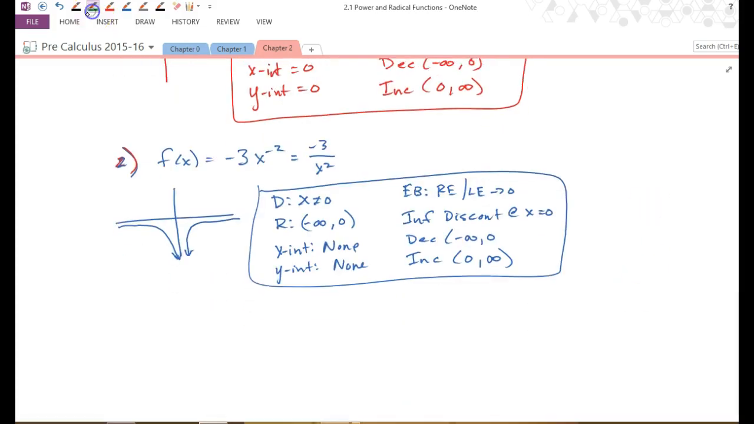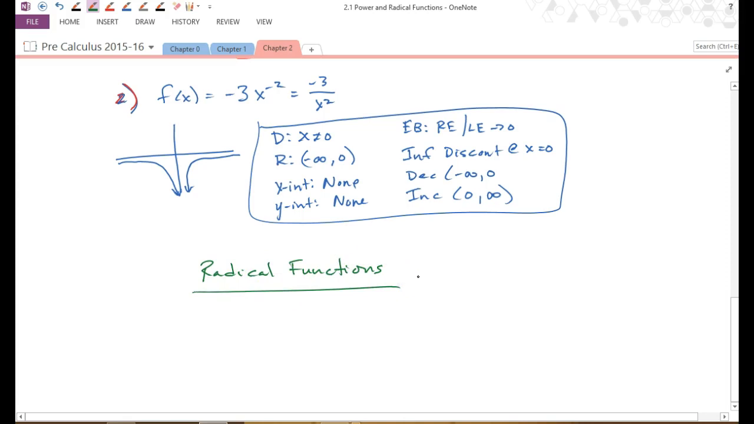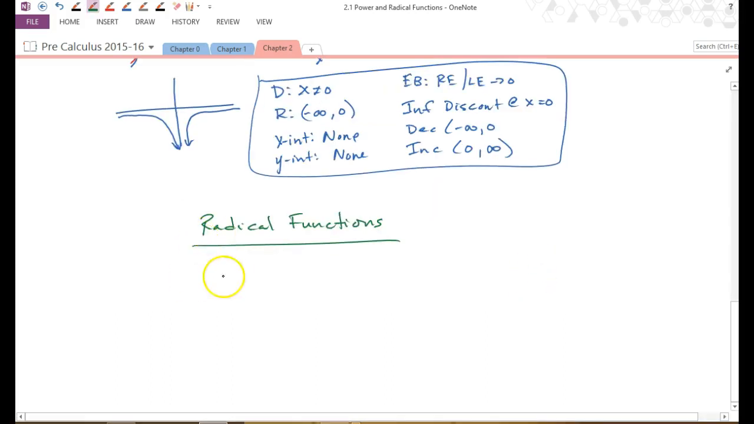Okay, so the next thing is radical functions. What you need to be able to do is to convert between an exponential form and a radical form. Okay, so let's say we have the cube root of x squared, something like that. So this is your radical form, right? Can anybody convert that into exponential form?